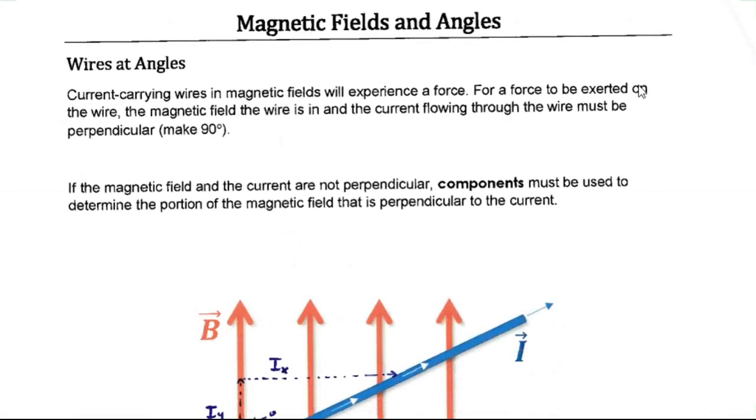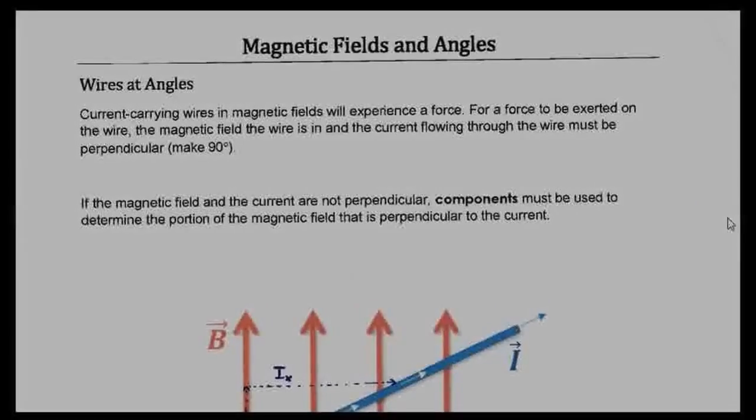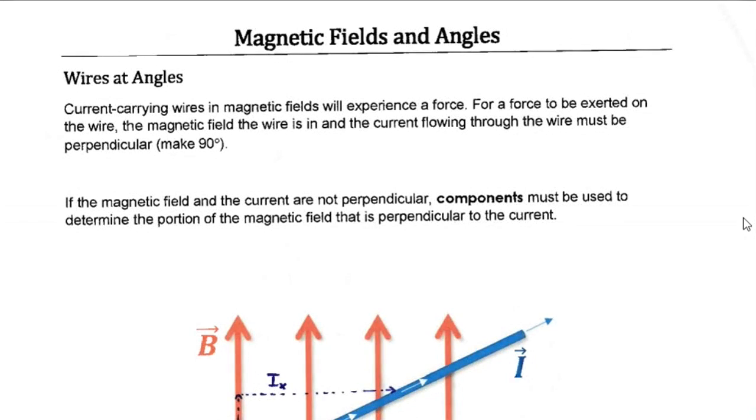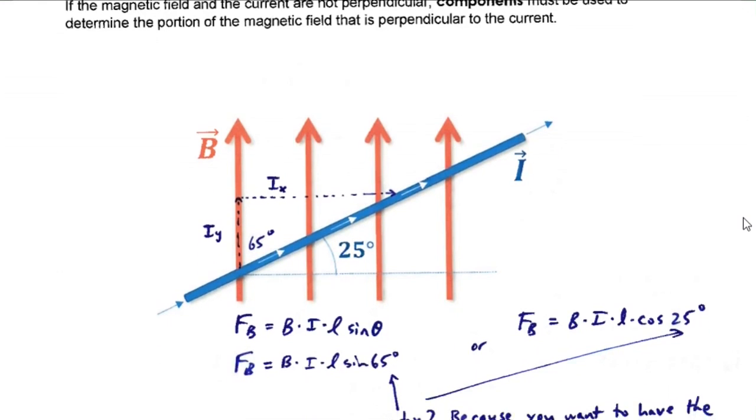So when we begin working with angles, we need to really break it into the components, the x and y components. For a force to be exerted on the wire, the magnetic field the wire is in and the current flowing through the wire must be perpendicular, aka making that 90-degree angle. If the magnetic field and the current aren't perpendicular, we need to break it into the components to determine what portion of the magnetic field is actually perpendicular to the current.